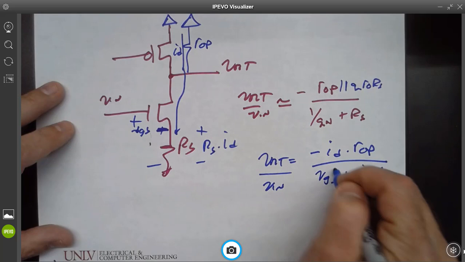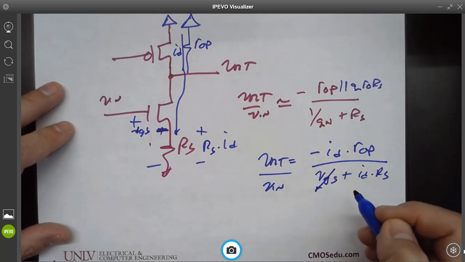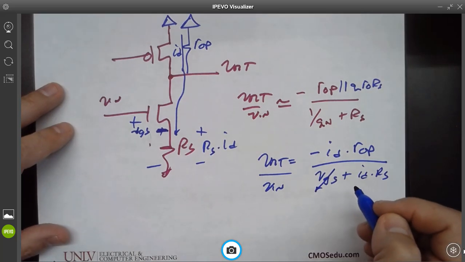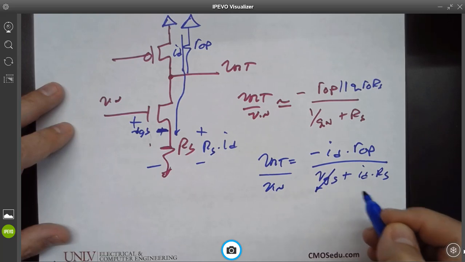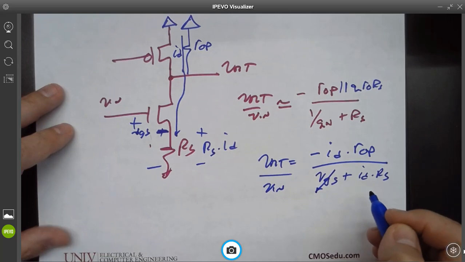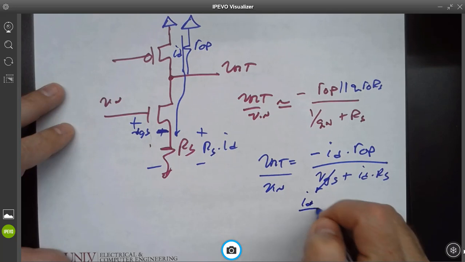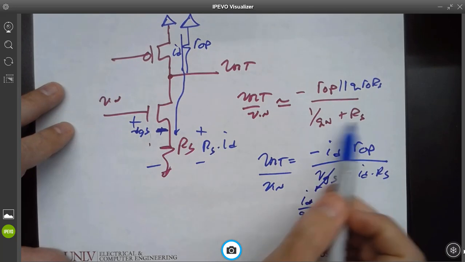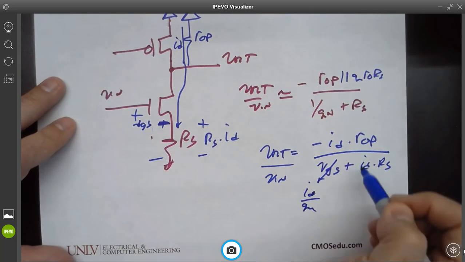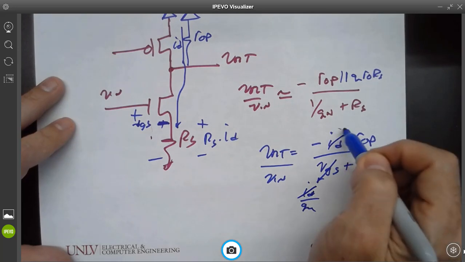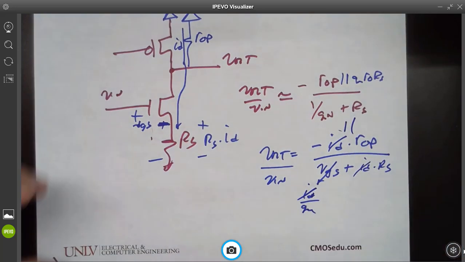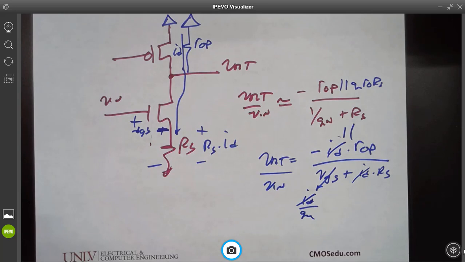Am I losing anybody? If I have a quiz on this on Wednesday, everybody's going to get it right, right? Okay, so I'm going to replace VGS with something having an ID. What do I replace VGS with? ID over gm. And then the IDs cancel, and then this and this are equal. Yay or nay?